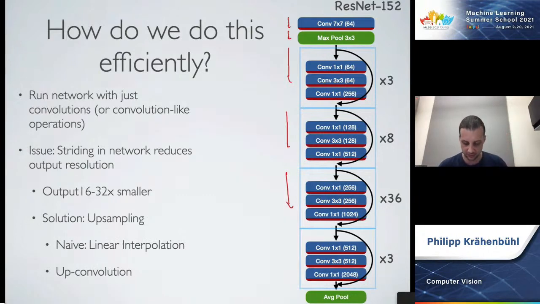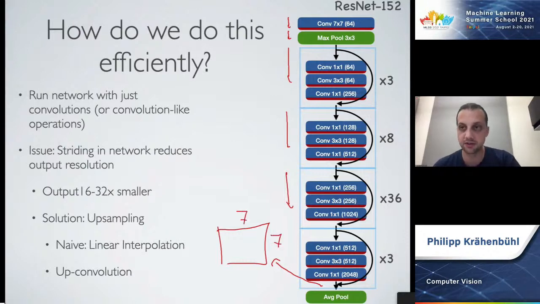And this goes all the way down to the end here, where, depending on the input resolution, the output is going to be some 7x7 output map that has about 512 different channels.